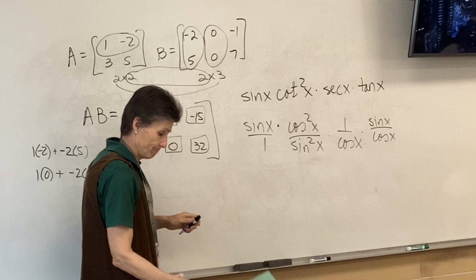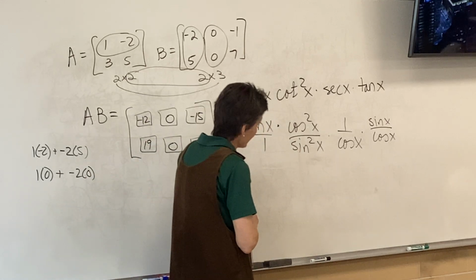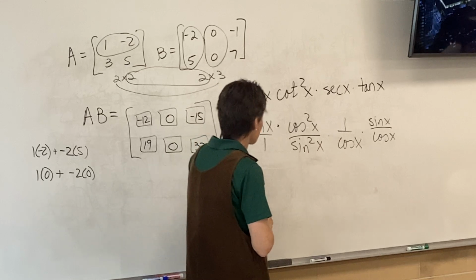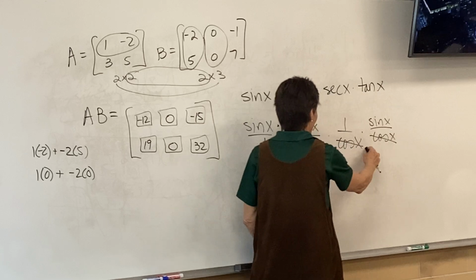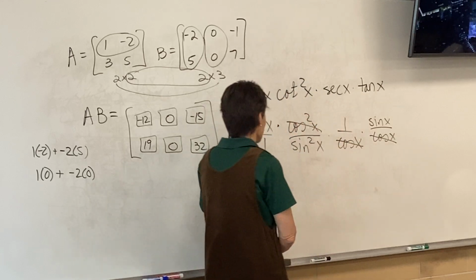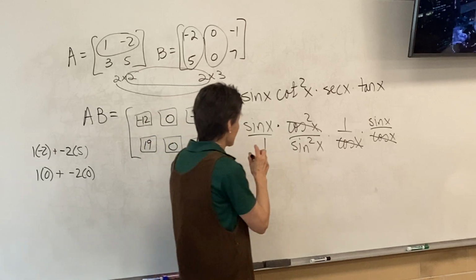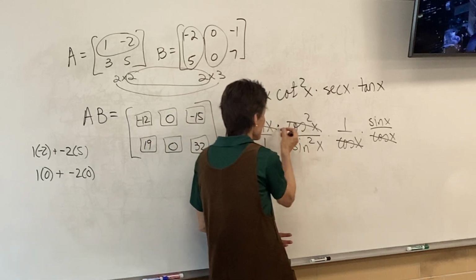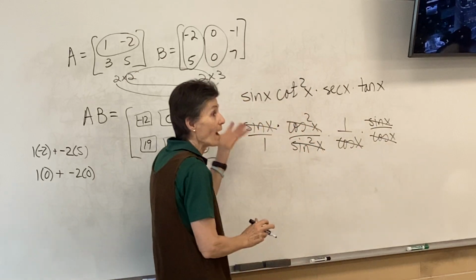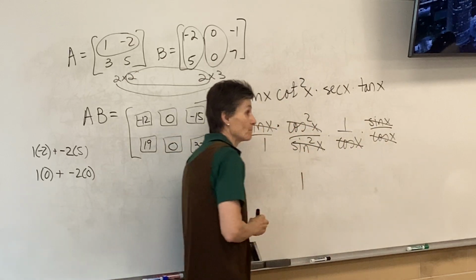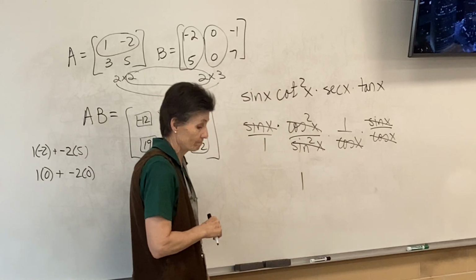Yeah. Okay, so then what? Then we gotta start canceling anything that cancels. So cosine on the bottom is gonna cancel cosine squared on the top. And I have two sines on the top that'll cancel with two sines on the bottom, so that one works out just to be one because everything cancels.